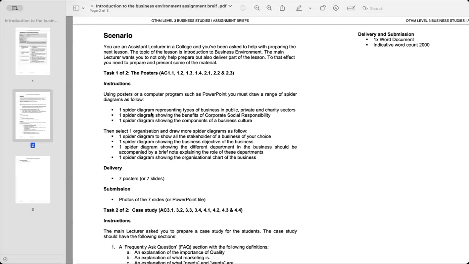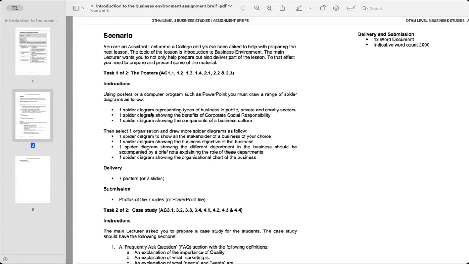Deliveries and submissions, obviously PowerPoint files. Submit to the submission module the photos of the 7 slides or the PowerPoint files. Each diagram should be clear and concise, with labels and explanations. Use appropriate visuals and colors to make the diagram engaging and easy to understand. So, this was your first task. Any questions? No questions. Okay.